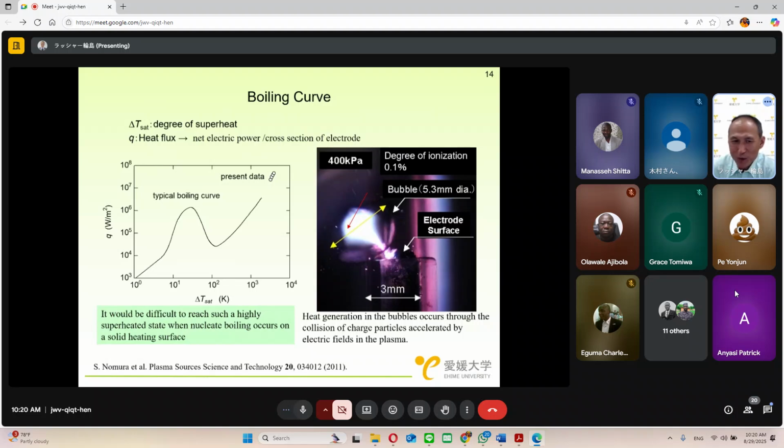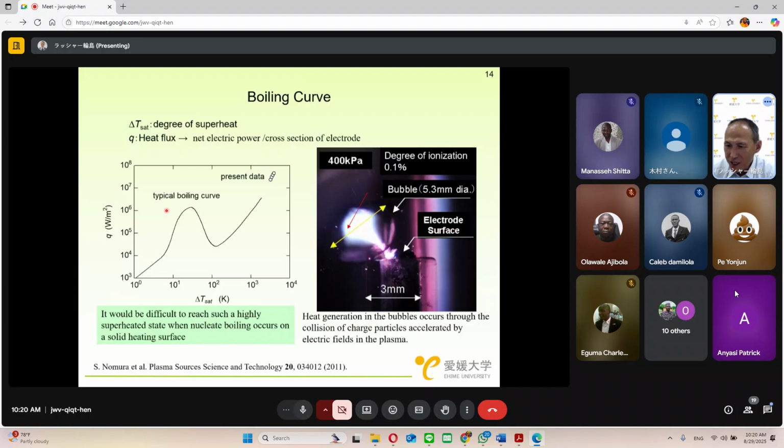This graph shows the boiling curve, observed when water is heated by a heater. The horizontal axis represents the difference between the saturation temperature and the temperature of the heat transfer surface. This top is the typical boiling curve, and this is the maximum heat flux, after which the process transitions to film boiling.